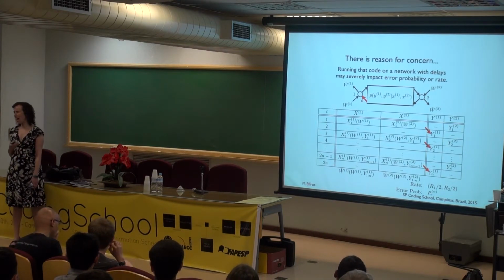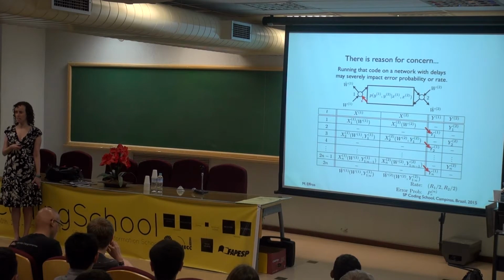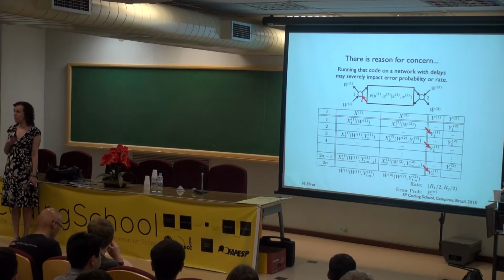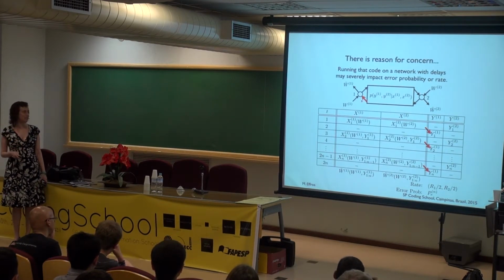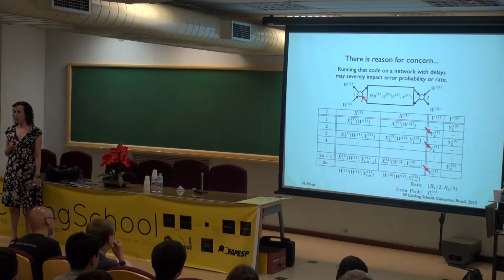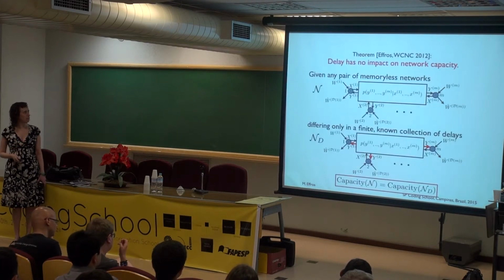The rate here is cut in half because it took us twice as many channel uses, and this is how many bits per channel use. We only get half as many if we use twice as much time. You can see why people were worried about the impact of delay on capacity.